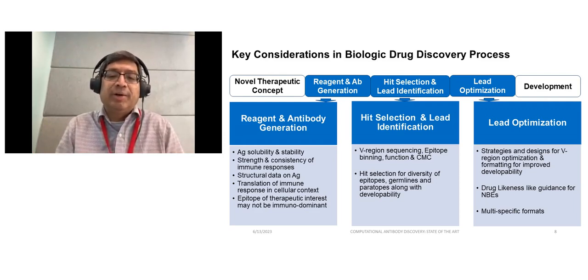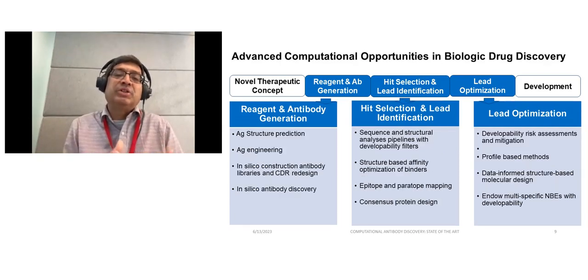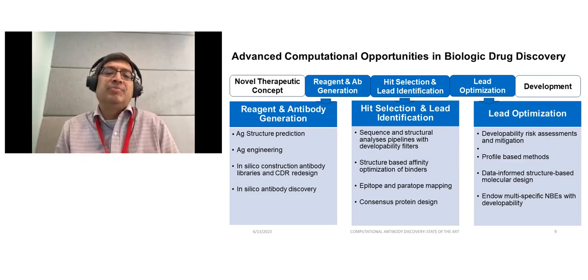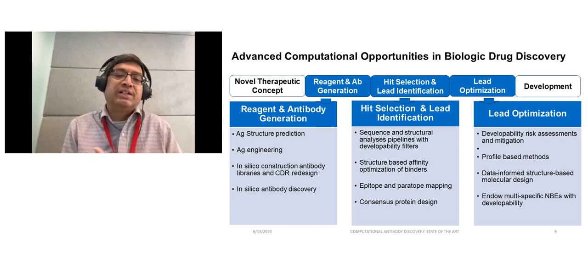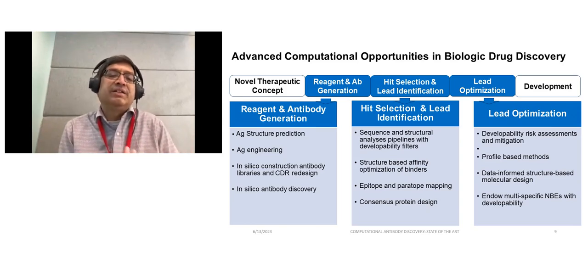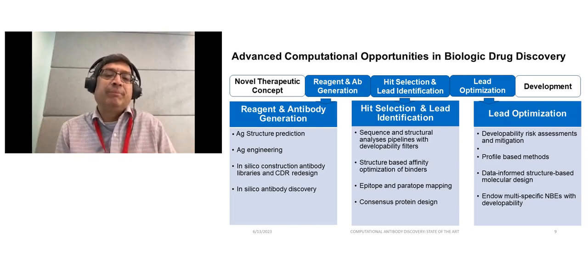And there are also several computational opportunities in these stages. So for example, we can easily now predict antigen structures. Most of the time we do have structures available in the databases, or we have AlphaFold models. We could engineer the antigens that are poorly behaved for better expression and purification in the lab in such a way that it does not affect their immunogenicity.